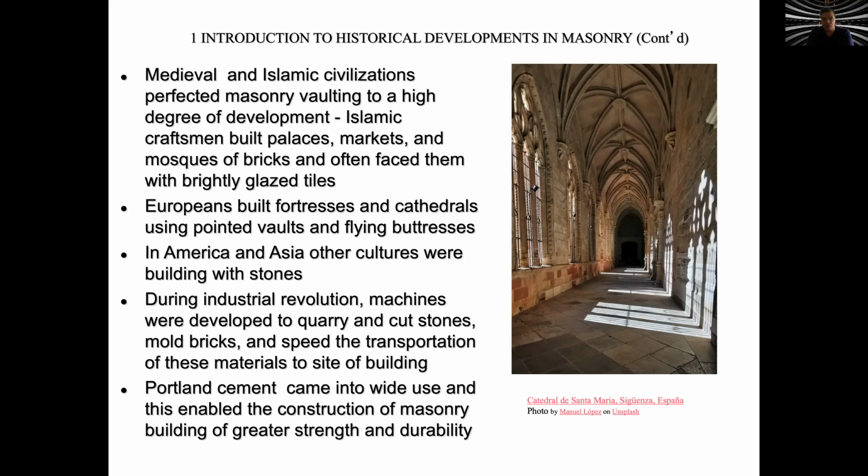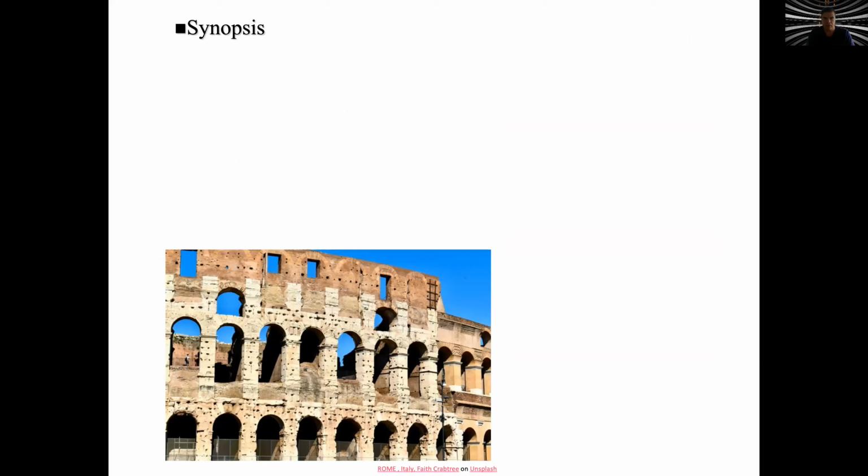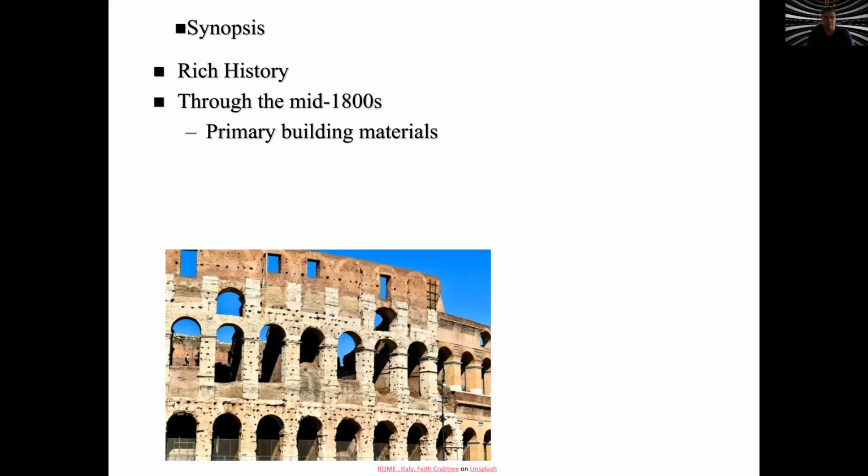During the Industrial Revolution, machines were developed, and it was possible to cut the stones and mold the bricks in an easier way and to speed up the transportation of these materials, and it became quite popular. Portland cement also became popular at that moment, and it was possible to build walls with more strength and durability than in the past. In few words, Masonry has a rich history.